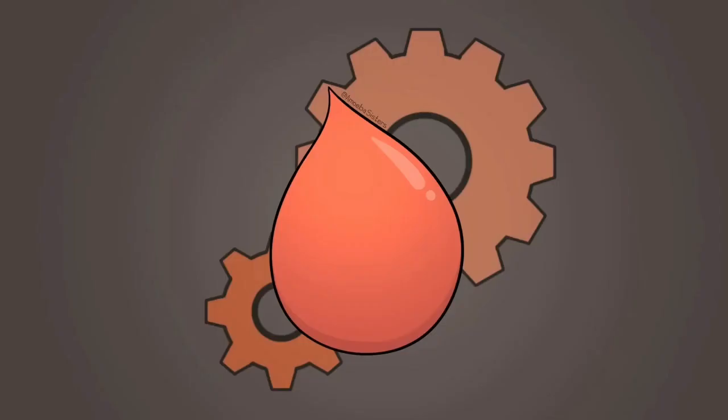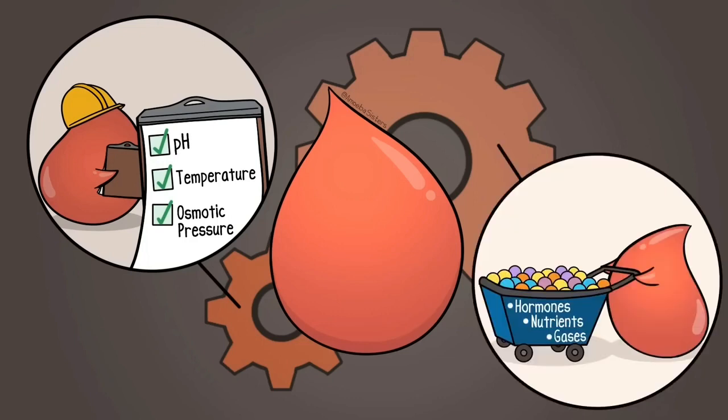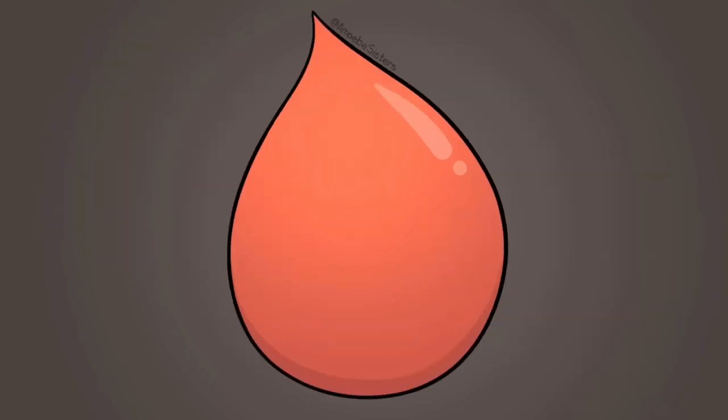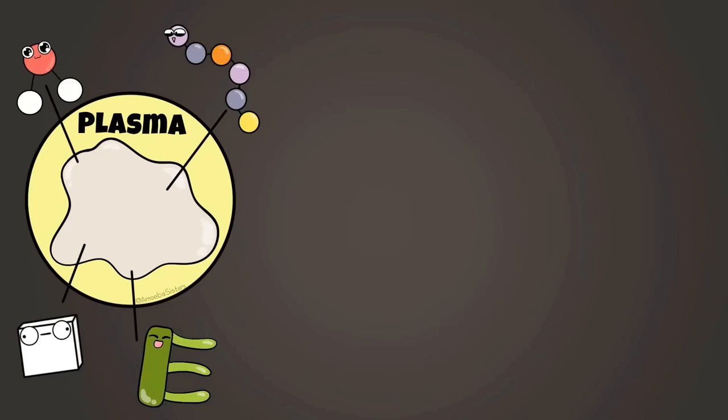Human blood has a lot of functions. It maintains a certain pH, temperature, osmotic pressure. All of this is very important for homeostasis. It transports things like hormones, nutrients, and gases. And it's made up of different components. One component includes plasma, the liquid portion. Water, proteins, salts, lipids, you'll find them in this liquid portion of blood known as plasma.